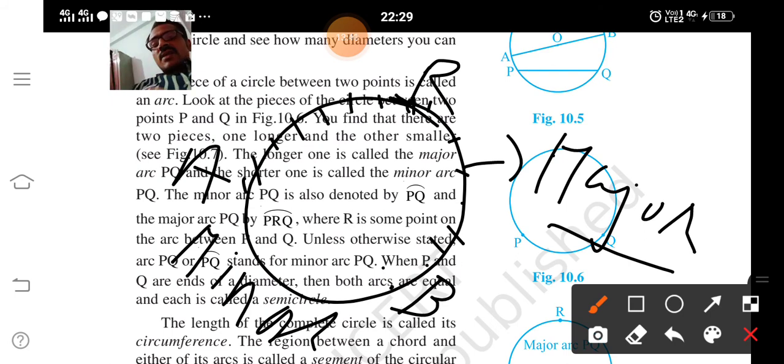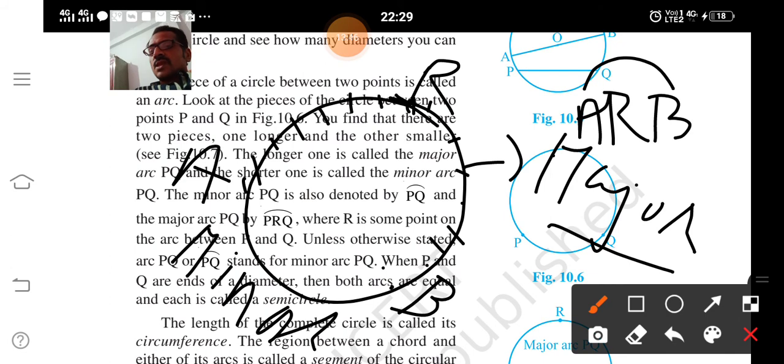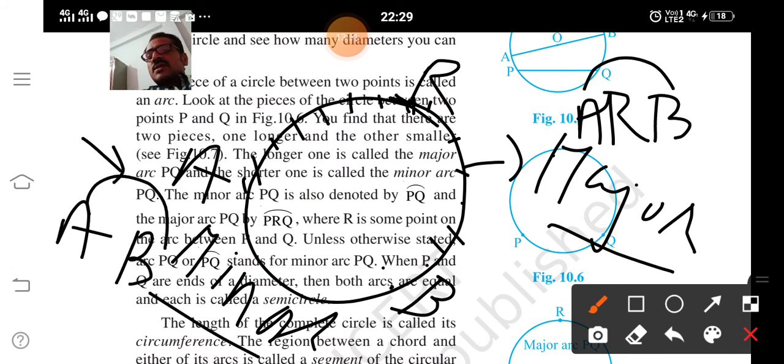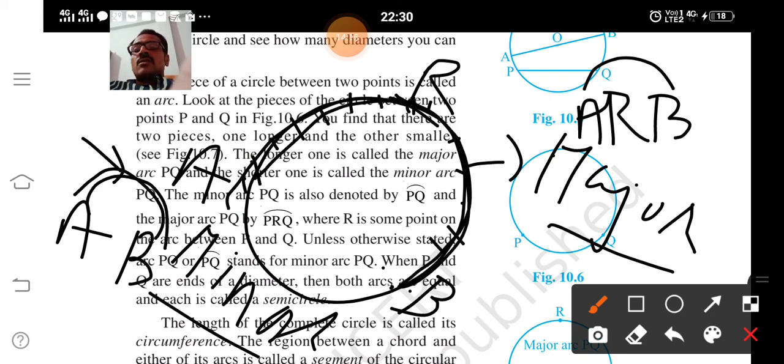See, the major arc here will be represented by ARB, and here the minor arc will be simply represented by AB. Since this symbol denotes arc, whenever you want to denote a minor arc or major arc, you must mention this symbol. So whenever you want to symbolize a minor arc, then simply do the curve. But if you want to symbolize a major arc, you must denote one point between the two points A and B.